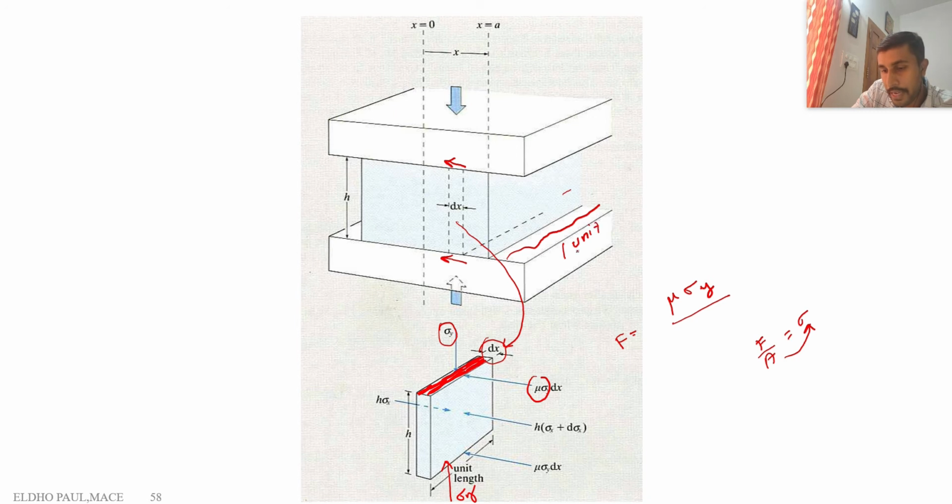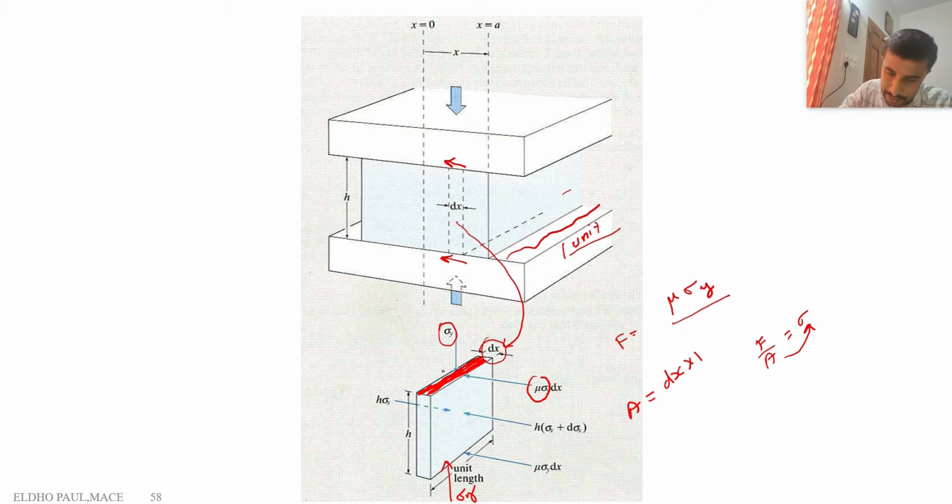For the simplification of the analysis, we can take this width equal to 1 unit. Then what is the area of the shaded region? The area is dx into 1. So what is the corresponding force?